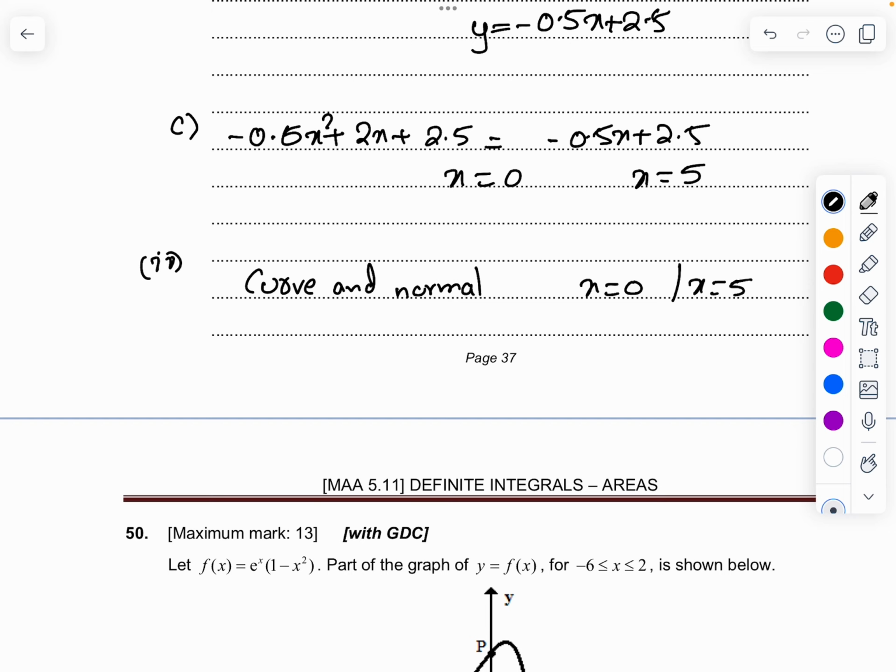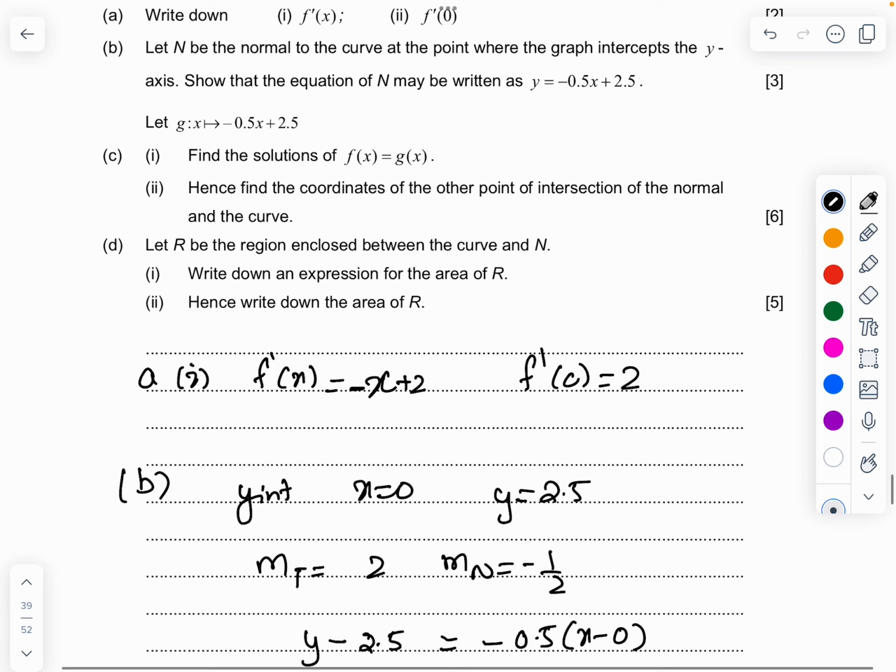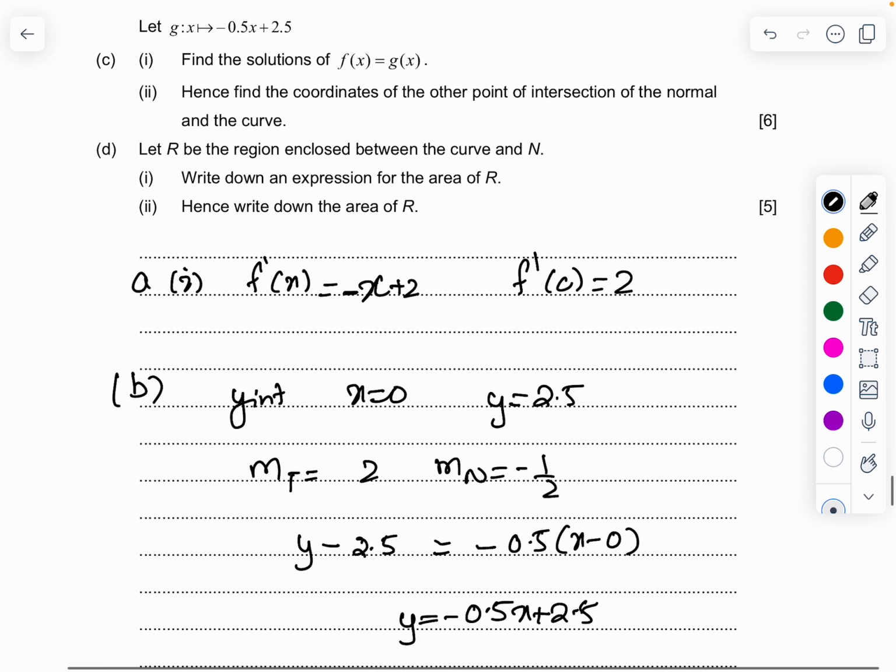Other point of intersection will be when x equals to 5. So y equals to minus 0.5 times 5 plus 2.5, which is going to be 0. So 5 comma 0 is going to be the other point of intersection. Let R be the region enclosed between the curve and N. Write down an expression for the area of the region R.